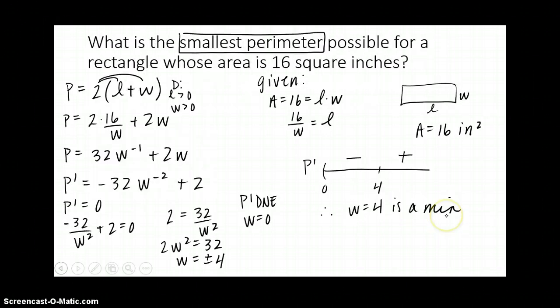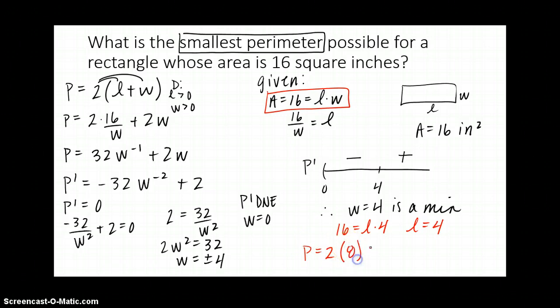Okay, so the final step, actually answer the question. So what's the smallest perimeter possible? If the width of the rectangle would be 4, go back to the given information to solve for the missing variable. So 16 equals L times 4. So my length would be 4 as well. And then to answer the question, what's my perimeter? 2 times the sum of the side lengths. So the smallest perimeter would be 16 inches as well.